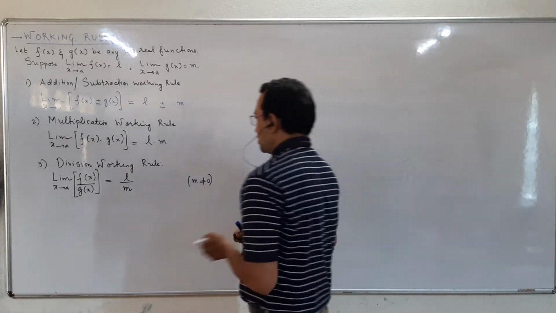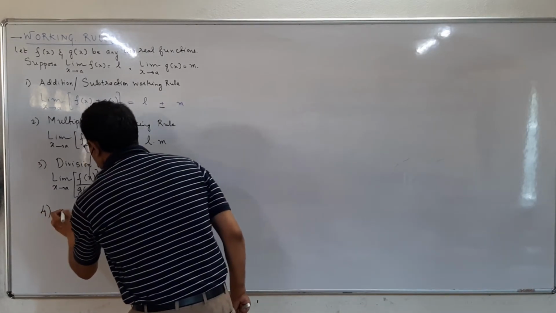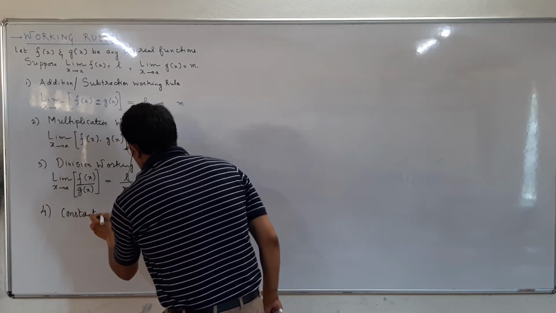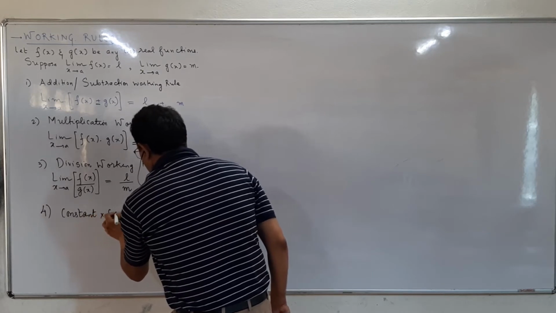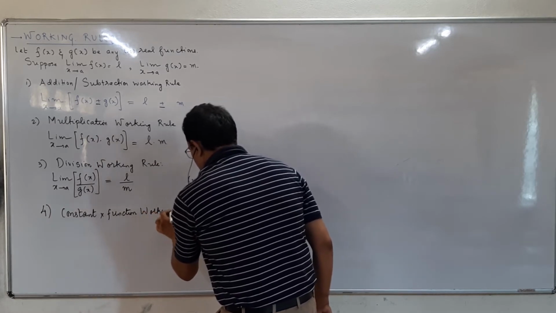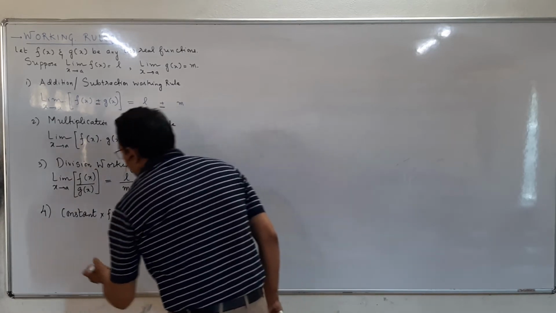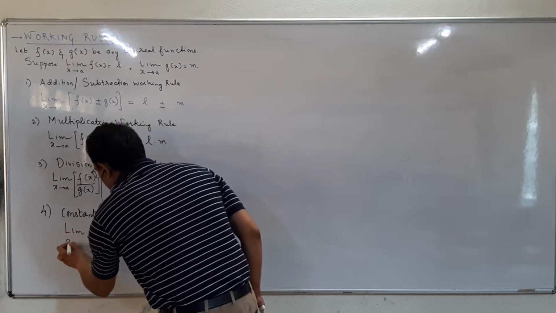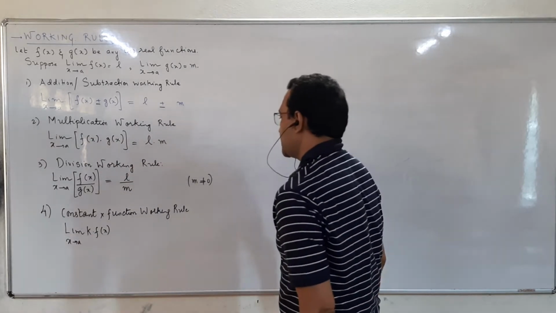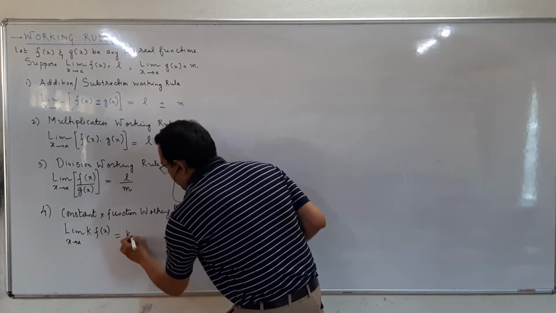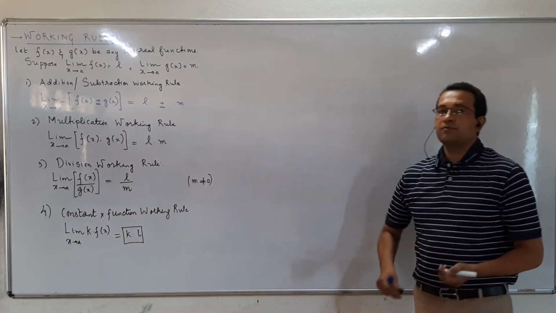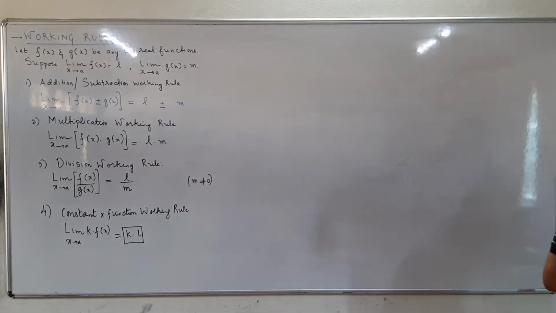And the fourth working rule is the working rule of a constant into function. Say if we have limit x tends to a, k into f(x), where k is a constant, then this limit is equal to k into limit of f(x). A constant is always taken outside the limit. I will show you with the help of some examples.